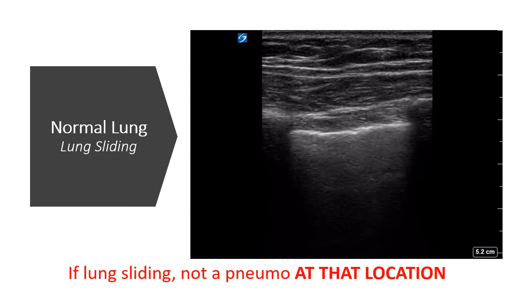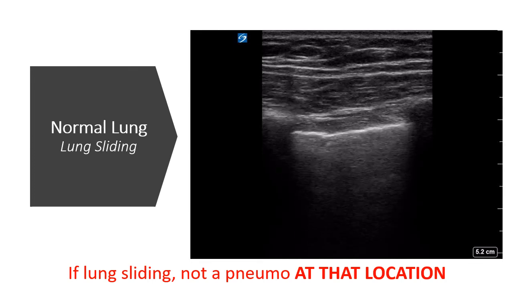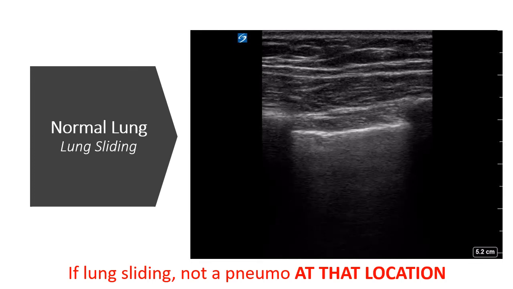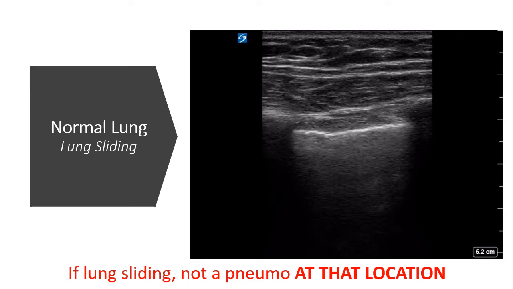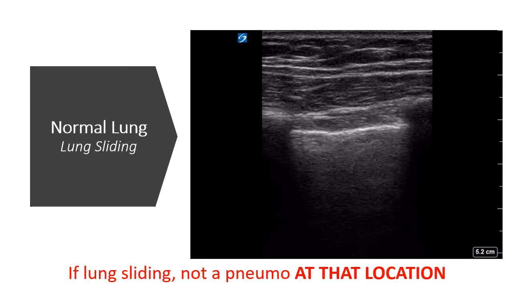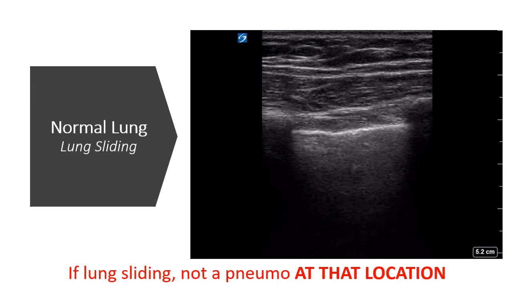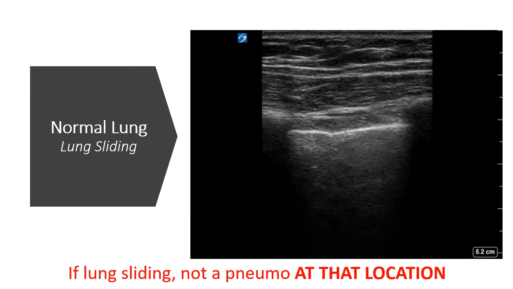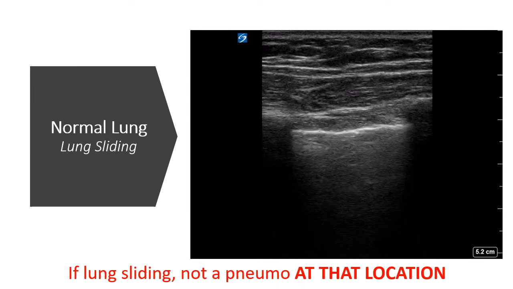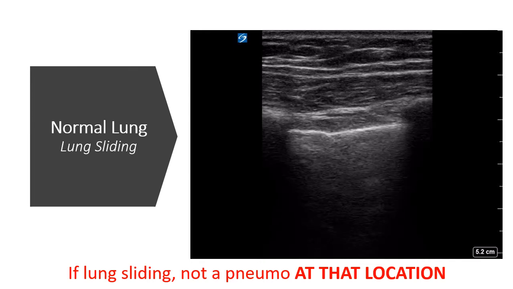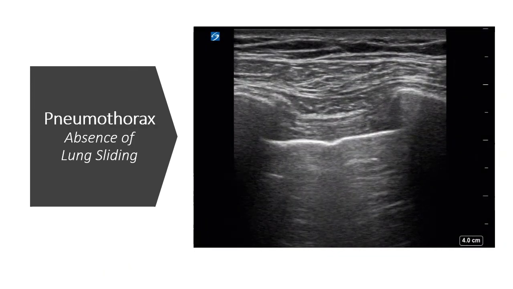Because it only means that there's no pneumo at that location, oftentimes you'll scan throughout different portions of the lung field. You may even scan in more locations than are in our standard protocol, because you're looking anywhere in the lung for a pneumo. And again, if you see lung sliding, there's no pneumo at that location.